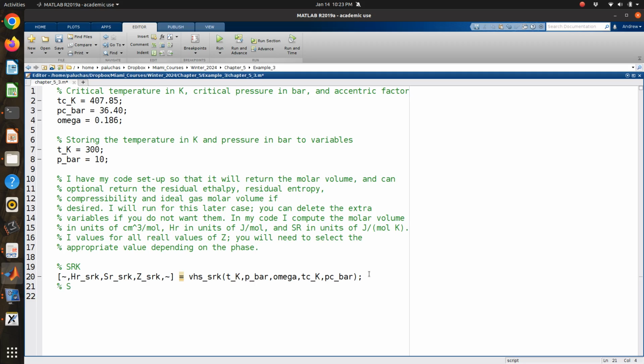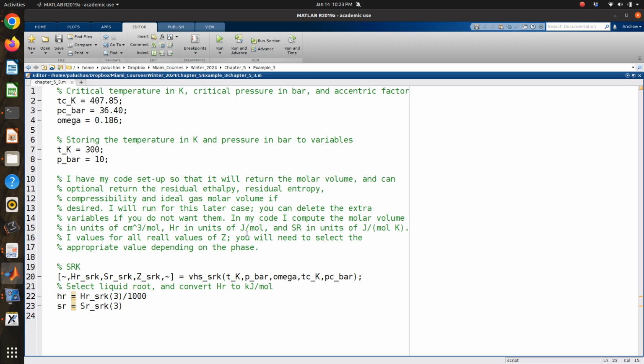So I'm going to select liquid root, and at the same time I'm going to convert HR to kilojoules per mole since the value is rather large. So HR is going to be equal to HR SRK, and then I'm going to select the third root. And I'm going to divide by 1,000 to get that in kilojoules per mole. And then SR is going to be SR SRK, and I'm going to choose the third root, which corresponds to my liquid.